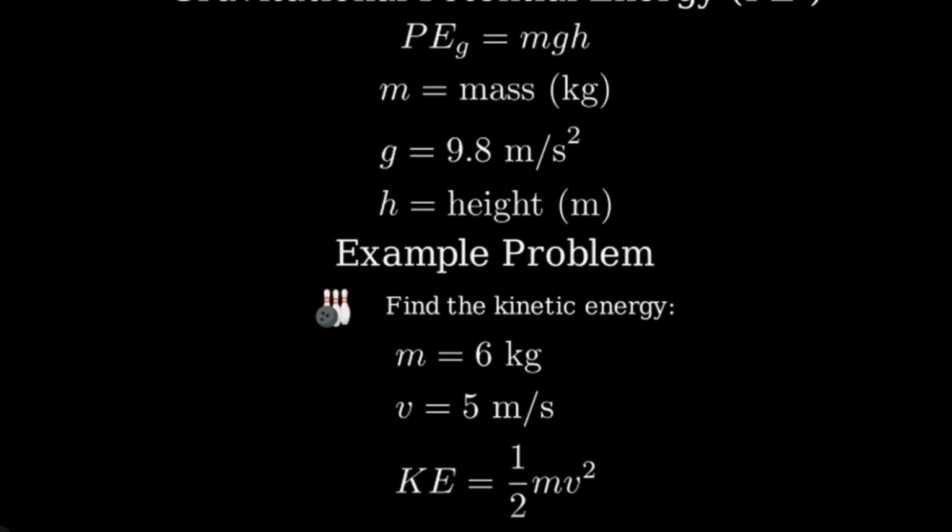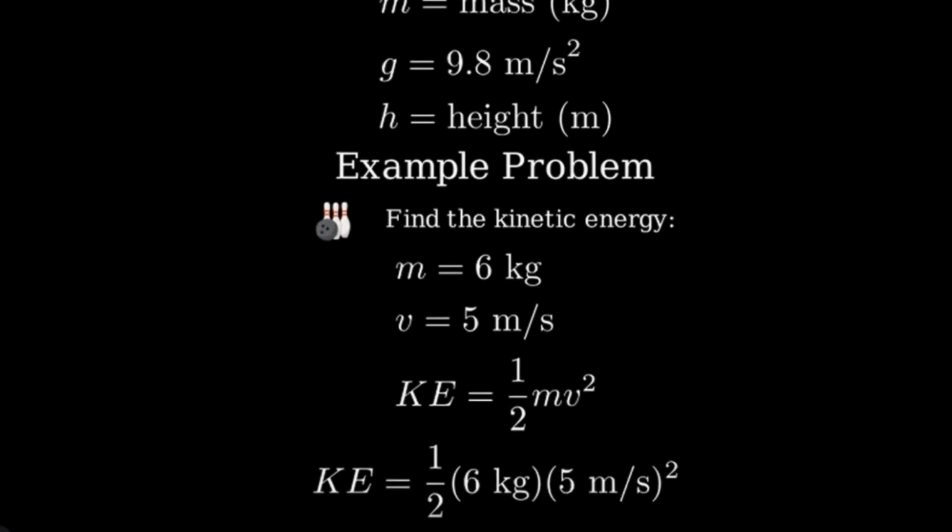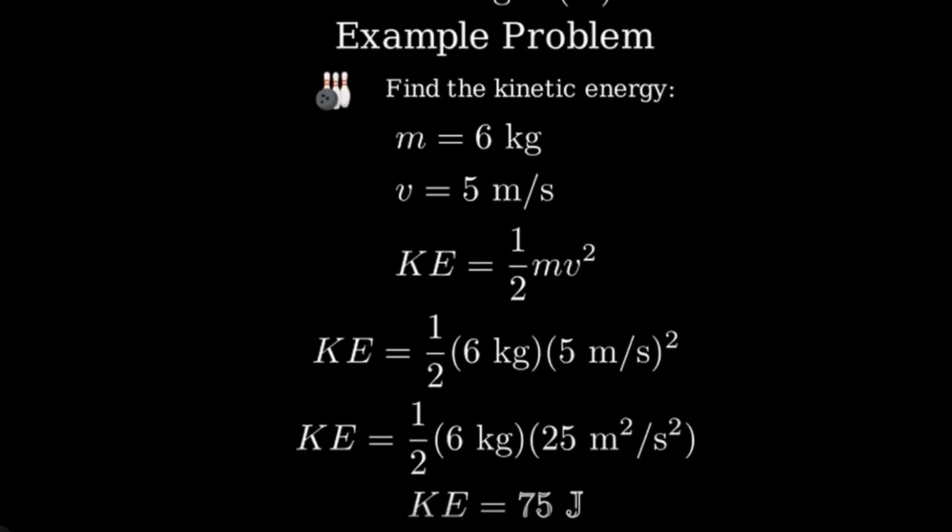The formula for kinetic energy is KE equals 1/2 mv squared. Substituting our values, KE equals 1/2 times 6 kilograms times (5 meters per second) squared. Squaring the speed gives us 25 meters squared per second squared. Multiplying, we find KE is 75 joules. So the kinetic energy of the bowling ball is 75 joules.